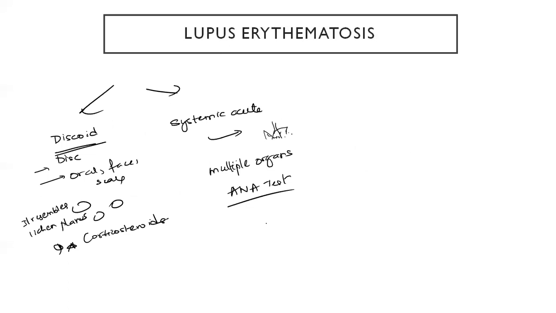Lupus erythematosus is of two types, discoid and systemic. Discoid is disc shaped, can be seen as an oral lesion or on the face and scalp, and it resembles lichen planus. Systemic is acute, whereas discoid is more chronic. In systemic, there will be a butterfly rash on the nose, and it can spread to multiple organs. And the test that confirms is the ANA test.